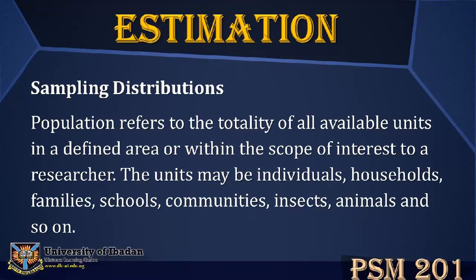Sampling distributions. Population refers to the totality of all available units in a defined area or within the scope of interest to a researcher. The units may be individuals, households, families, schools, communities, insects, animals, and so on. On the other hand, a sample is a fractional part or subset of the population selected for a study. Sometimes, selection of a sample is the only visible way of studying a population. Other reasons for sampling are limited resources, which could be in terms of time, person, financial, and material.